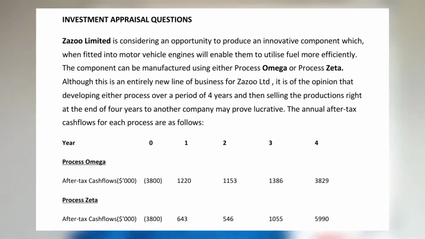Although this is an entirely new line of business for Zazu Limited, it is of the opinion that developing either process over a period of 4 years and then selling the production rights at the end of 4 years to another company may prove lucrative. The annual after-tax cash flows for each process are as follows. Year 0 to 4, you can see the after-tax cash flows: 3,800,000, 1,020,000, 1,153,000, like that. You can see for process Zeta, you can see the year and you can see the after-tax cash flows.